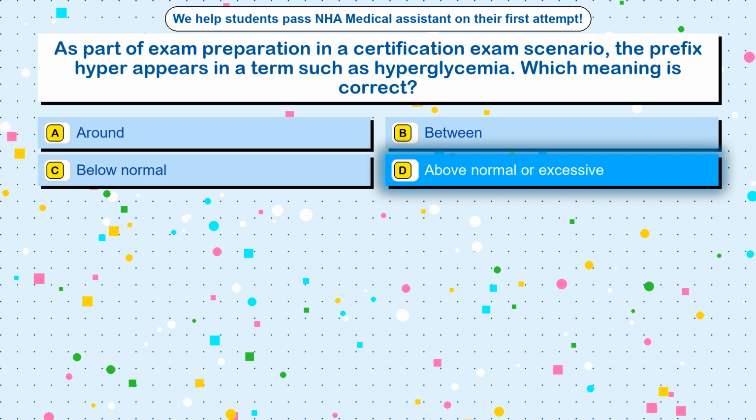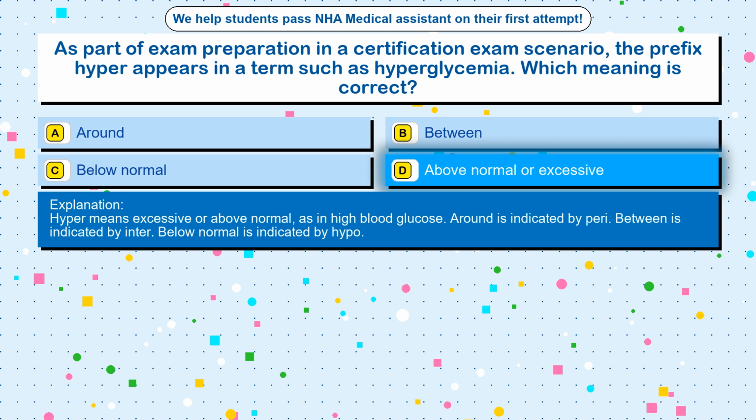Above normal or excessive. Hyper means excessive or above normal, as in high blood glucose. Around is indicated by peri. Between is indicated by inter. Below normal is indicated by hypo.